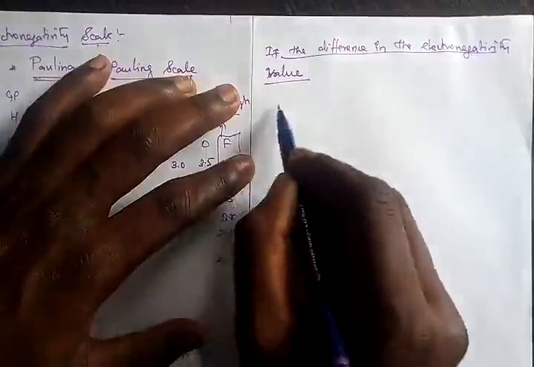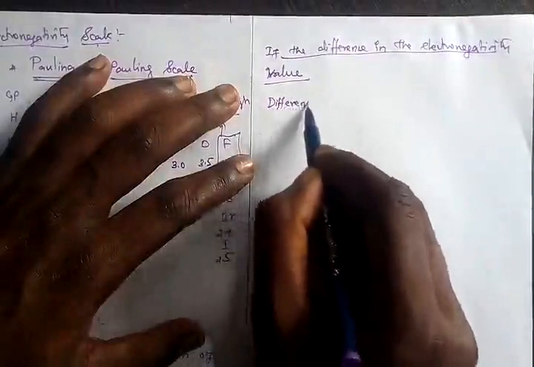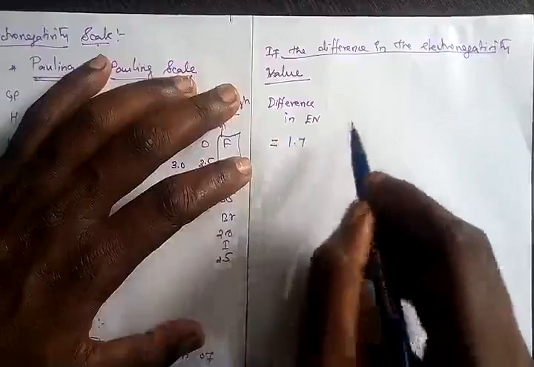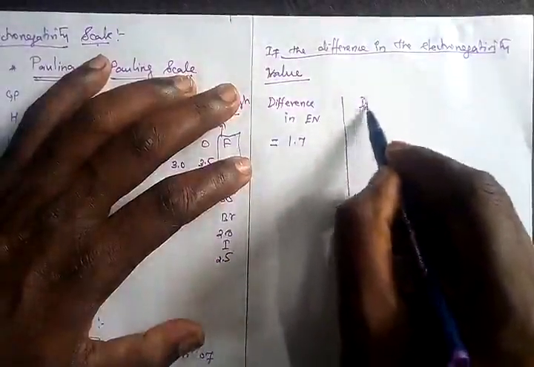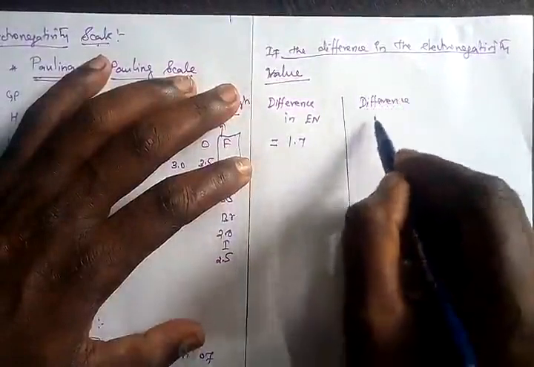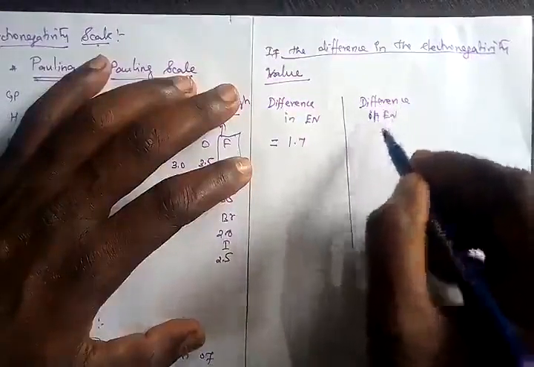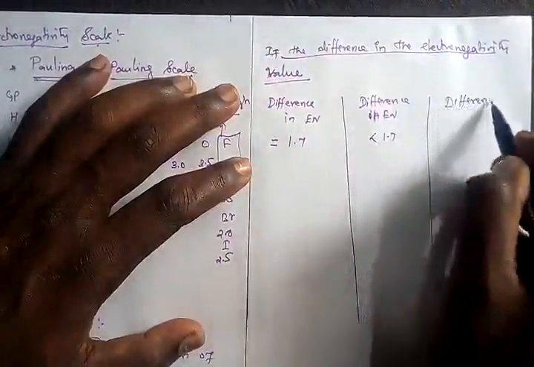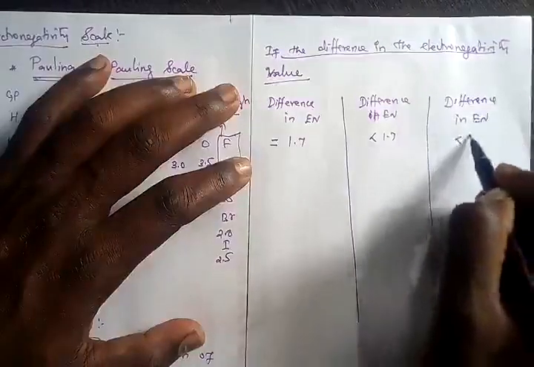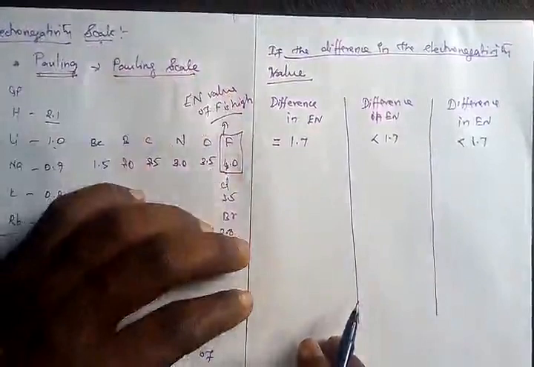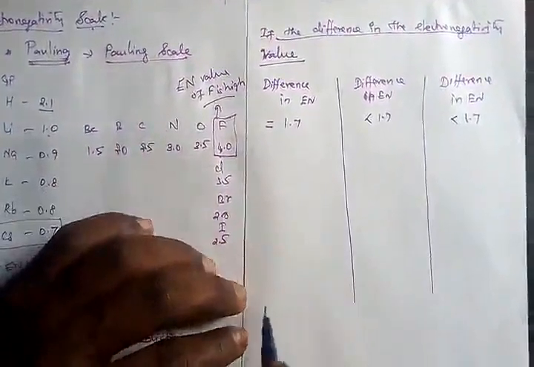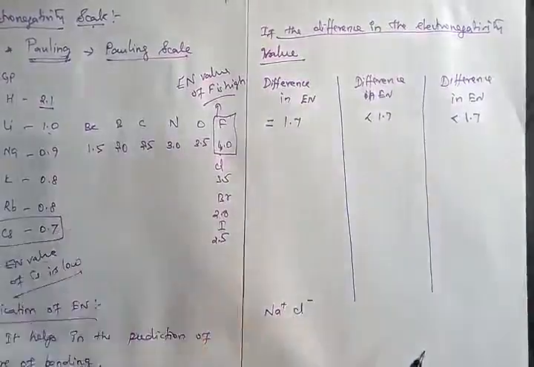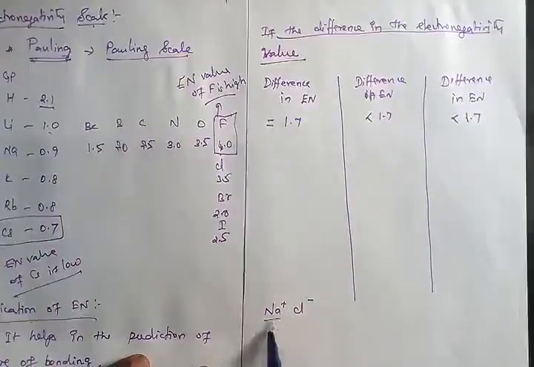The three conditions: if the difference in En is exactly equal to 1.7, if the difference in En is less than 1.7, and if the difference in En is greater than 1.7. If I talk about an example, you will understand more. Let us talk about the bond in sodium chloride. Sodium is Na plus, chlorine is Cl minus. Here, what is the En value of sodium?